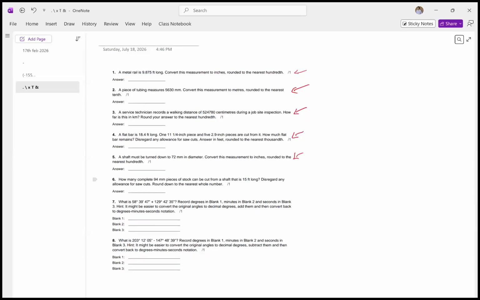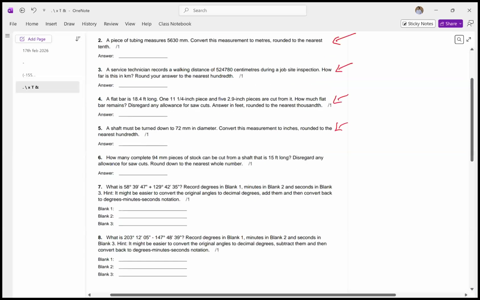In question number 6, if I zoom it in, we are given... just before I start, I just want to see if the recording is going on. Yes, it is going on. So let's start with question number 6.